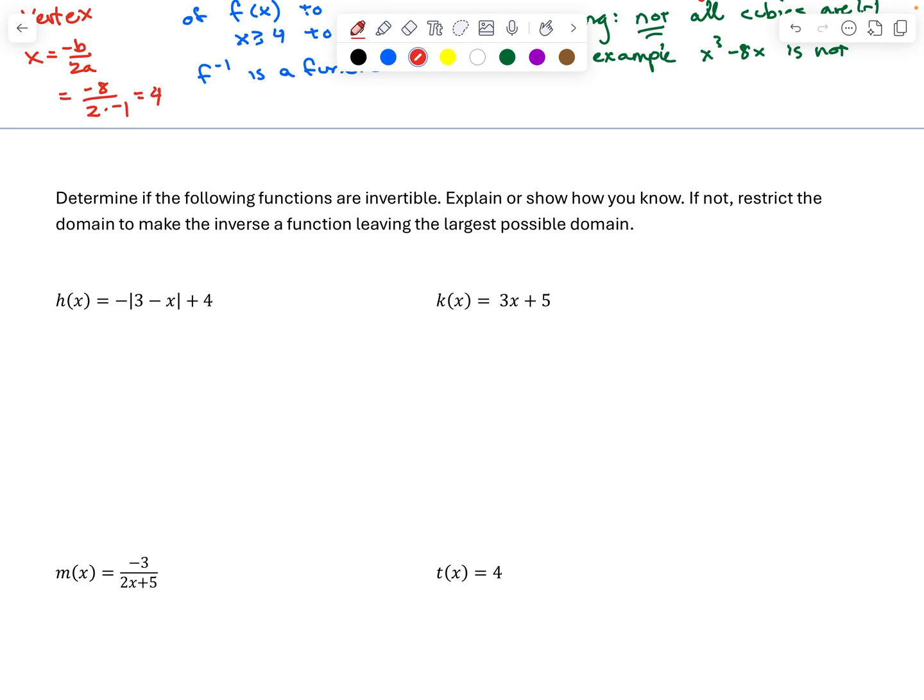So we're going to graph these functions to see. This one needs to be restricted because it fails the horizontal line test.